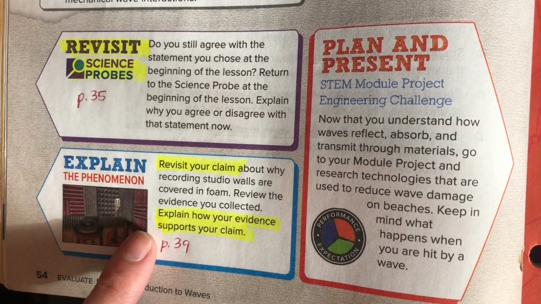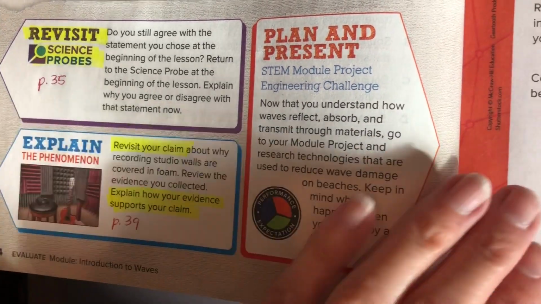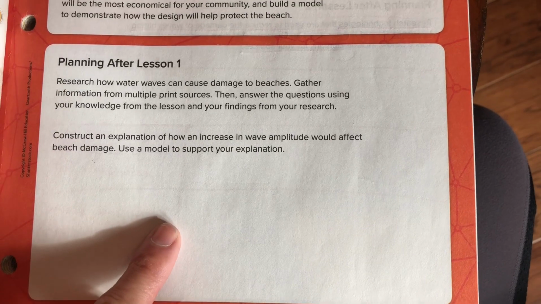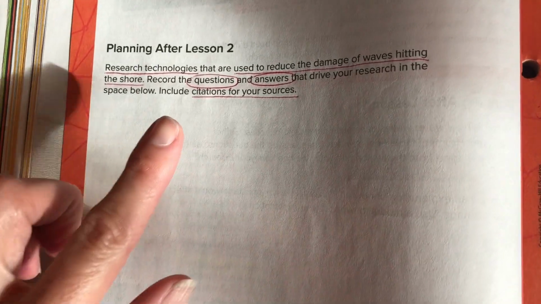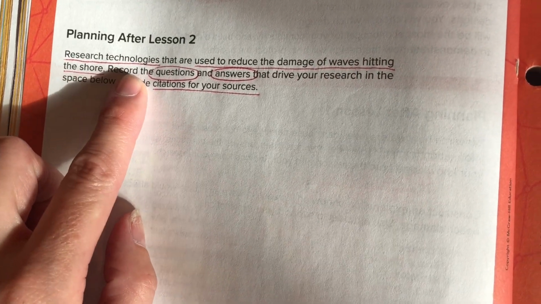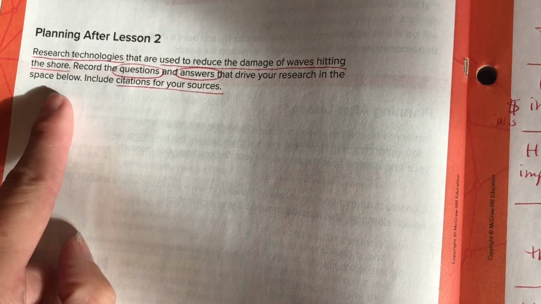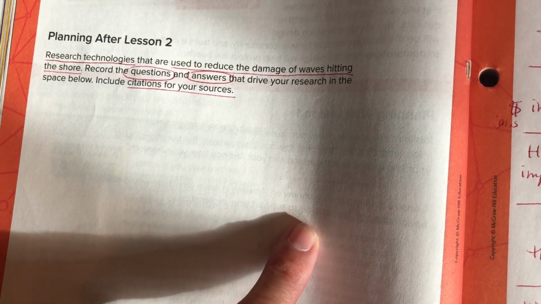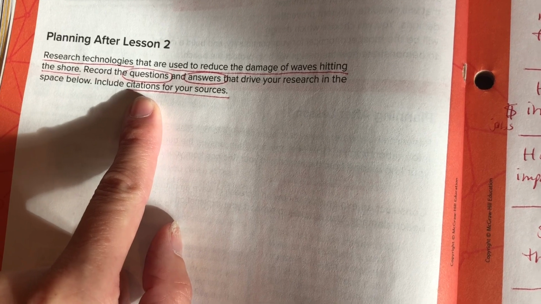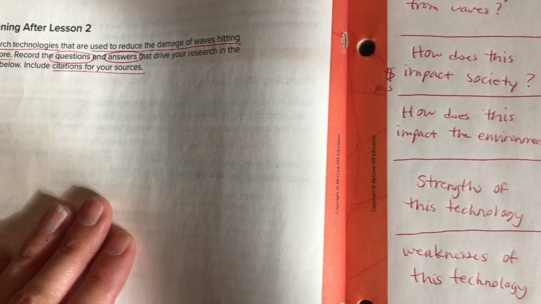Also, I already talked about going back to the CER and making sure that you support your claim with some evidence. You should have already done planning after lesson 1 for our STEM module project. Hopefully moving on to lesson 2, you do need to do a little bit of research to help figure out what reduces the damage of waves hitting the shore. Just write down some questions, and then hopefully you find some answers to those questions. Don't forget to write your citations for your sources right here, or you can print them out and put them in your science book. That's fine.